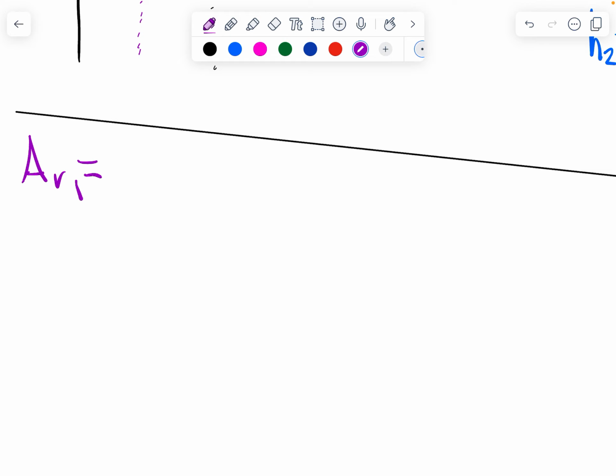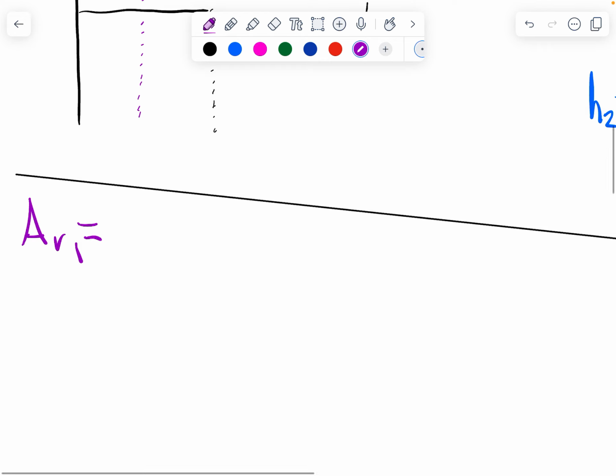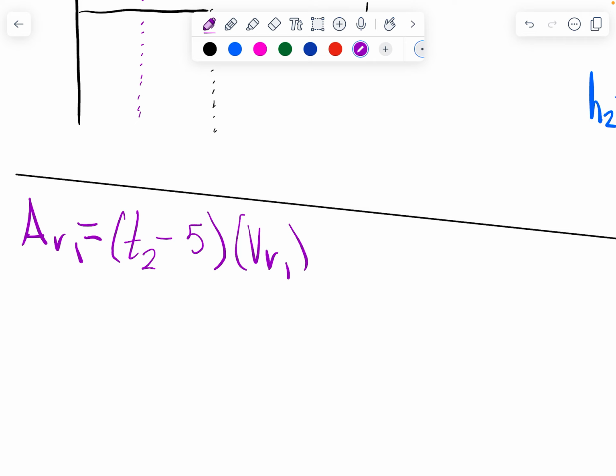You know why? Because he's jumping off 5 seconds later. So we got to subtract 5 seconds from that T2. So let's do that. So we got T2 minus 5. Awesome. And we got VR1, as that would be the height still. Cool. Now what's AR2? This one's going to be a little different. This is going to be the triangle, okay? I mean, yeah. So 1/2, same base.